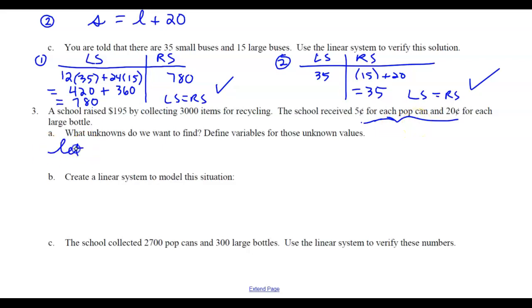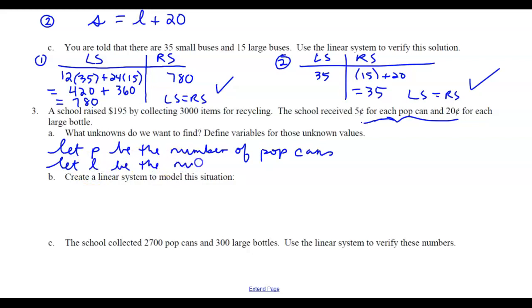So let P be the number of pop cans. And we don't just say let P be pop cans. We need to describe what we're looking for, the number of them. Because if you said P be pop cans, maybe you think it's the price of them or the recycling fee or whatever. So it's the number of them. Let L be the number of large bottles.